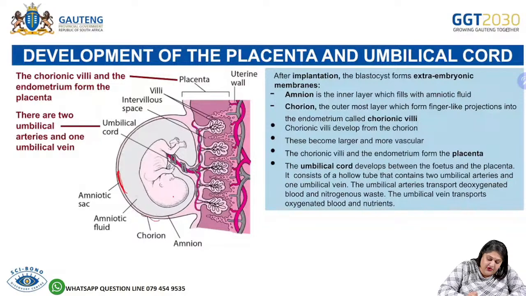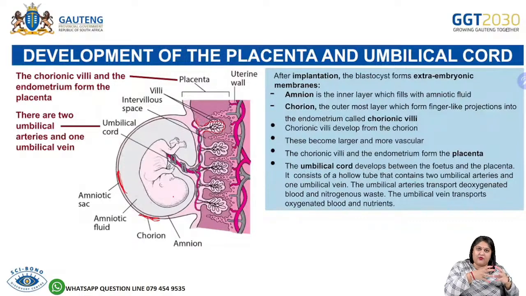Then we've got the chorion here, which is the outer one. And then we have these large, lovely structures here, which are called the chorionic villi. Okay, they are the chorionic villi. And the chorionic villi are going to develop from the chorion. So we have the amnion, then we have the outer layer of the chorion. The chorion is going to form these projections, which are called chorionic villi, and they are going to become large and vascular. Okay, so I want to remind you, or think about this, that the chorionic villi form part of the fetus.